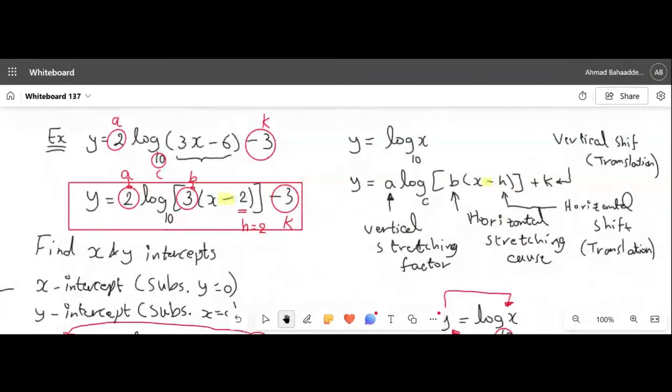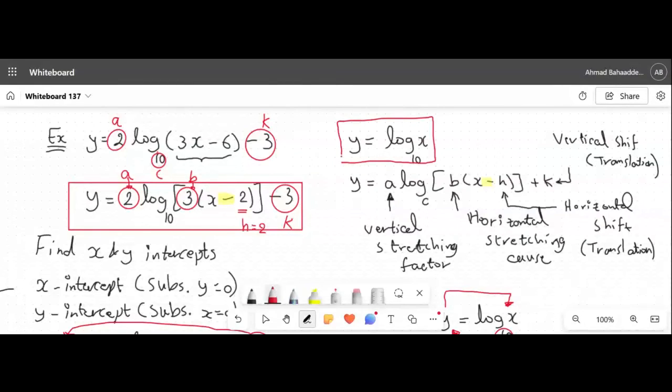If you take a look, we have an example saying that y equals 2 logarithm of (3x minus 6) for the base 10, minus 3. As you know, the simplest logarithm function is this function, which I will try to put in a red rectangle here for you.